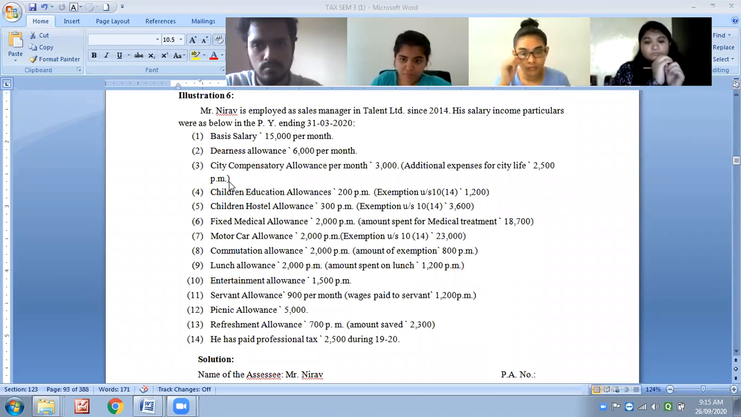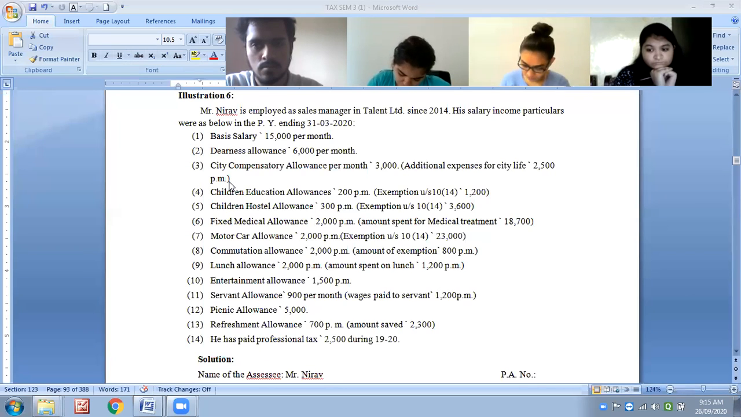Additional expense for city life, 2,500 per month. What to do with this? This information is there in the question. What to do with this value?